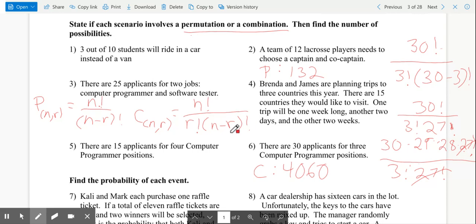So these are your permutation and combination formulas. These are the ones you're going to be doing for these and the Khan Academy assignments. Now let's do number 4.